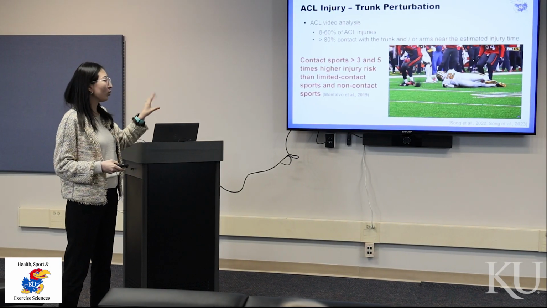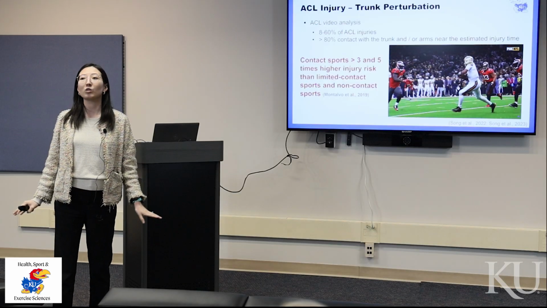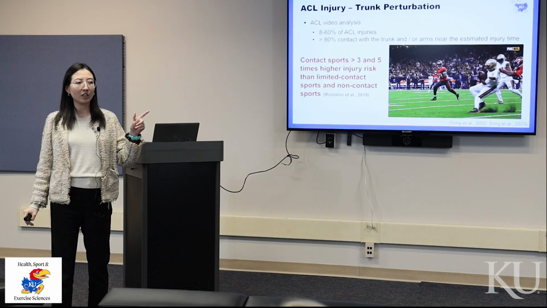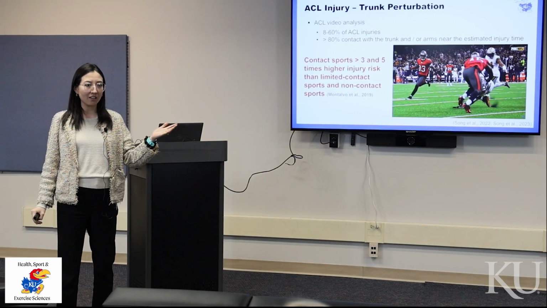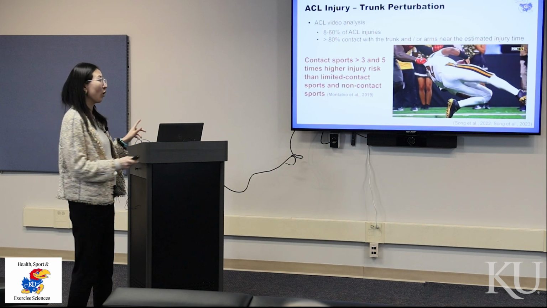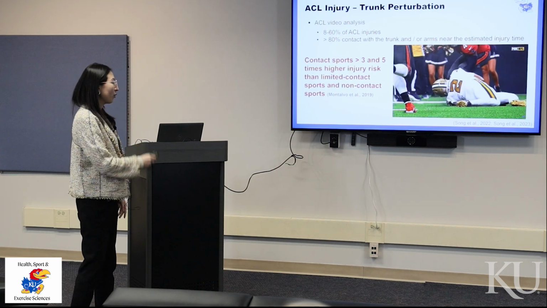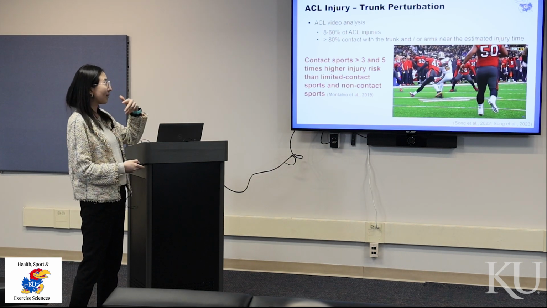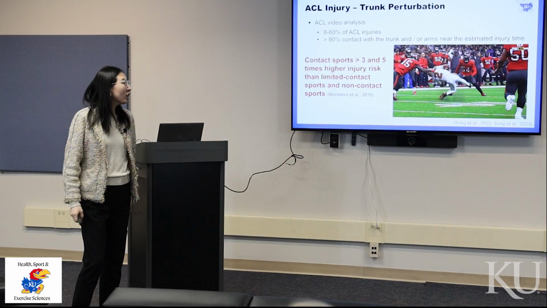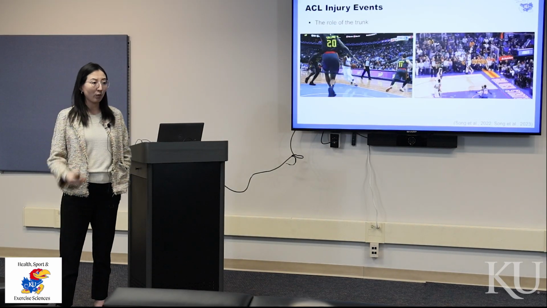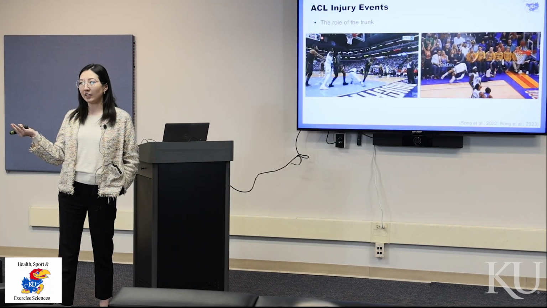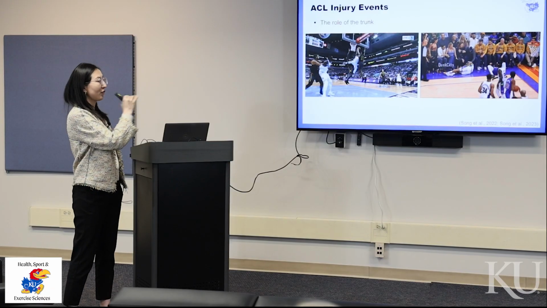So then we thought, all right, if contact is really important and perturbation is important, when you think about perturbation, I always see contact plus unanticipated. You do not expect it. So that is why I brought my attention to the trunk perturbation part. All right, so if that's the case, we want to look at the trunk: what is happening when ACL injury happens, or what is the role of the trunk.